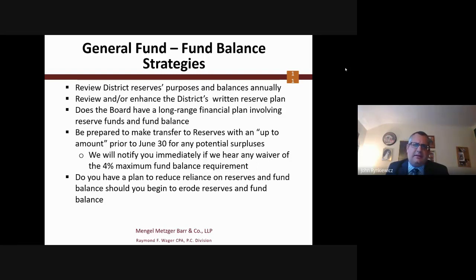There is something out there, some talk out there of perhaps there being a waiver for the 4% limit, which nothing's happened yet, but we'll let you know if something does. And again, make sure you have a plan to reduce your reliance on reserves if you do start to spend.